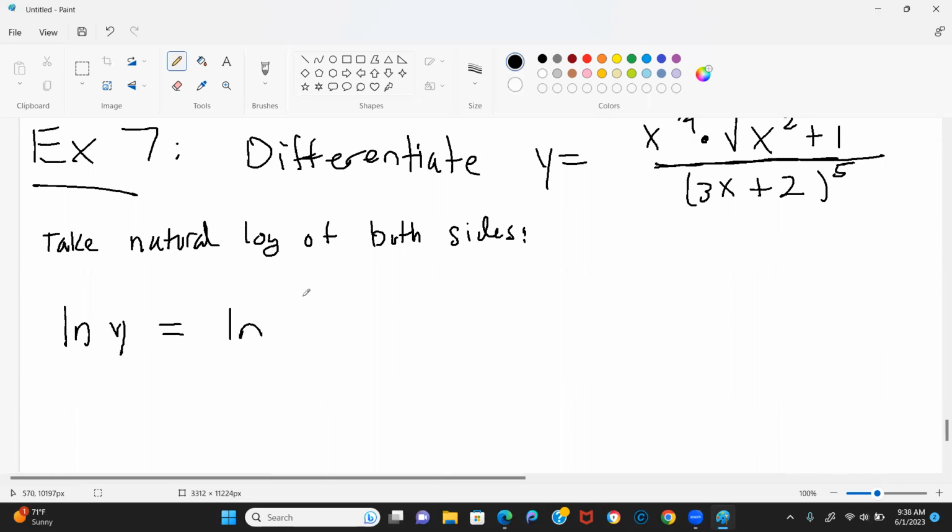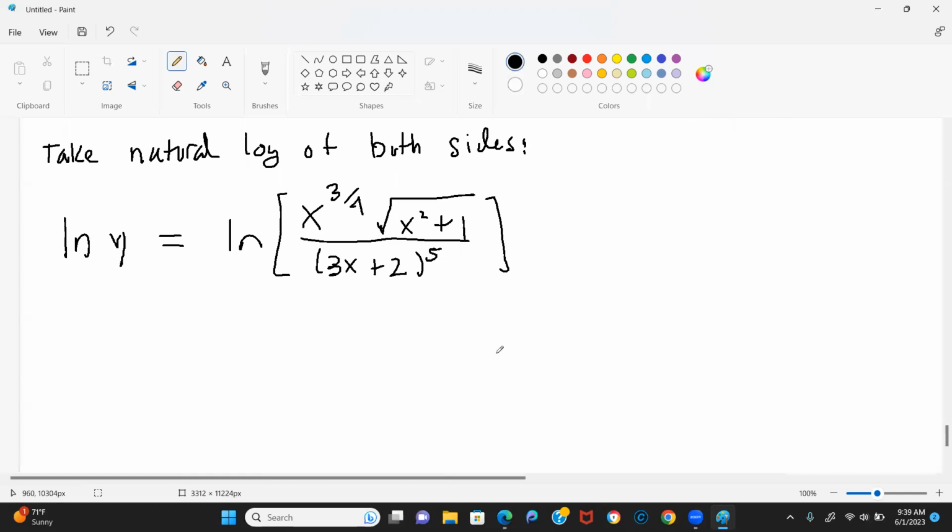to ln of x^(3/4) times square root of x squared plus 1 divided by (3x plus 2) to the fifth. And when you take a natural log, it has a way of sort of linearizing an expression. So we can write the right hand side using the various laws of logarithms. We have this quotient and this product.